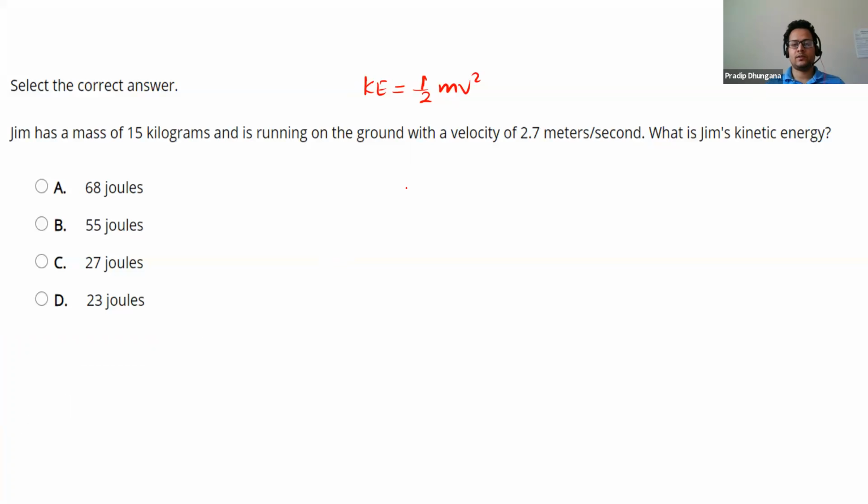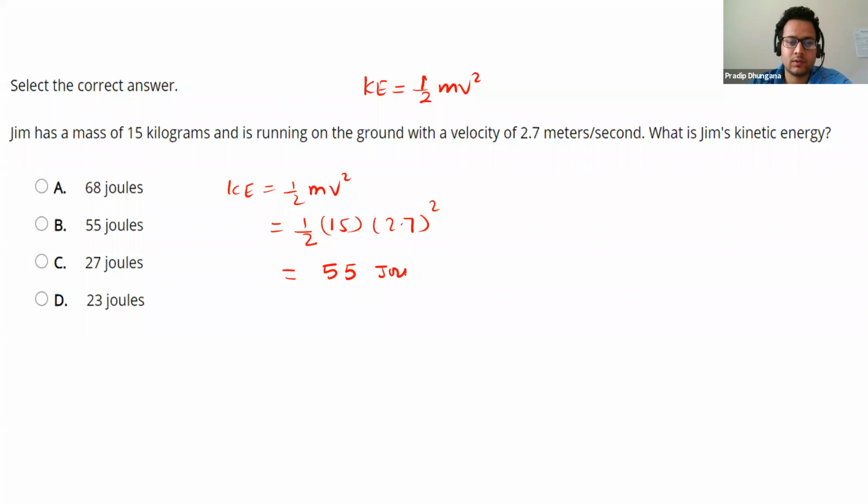So kinetic energy is 1/2 mass times velocity squared. Here the mass is 15 and the velocity is 2.7 meters per second. After that, use a calculator and calculate that value. It would be around 55 joules. So the correct choice is B, 55 joules. That is Jim's kinetic energy.